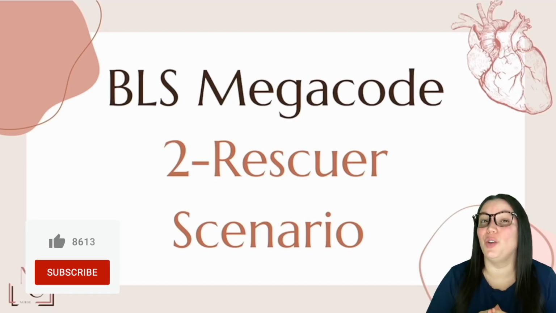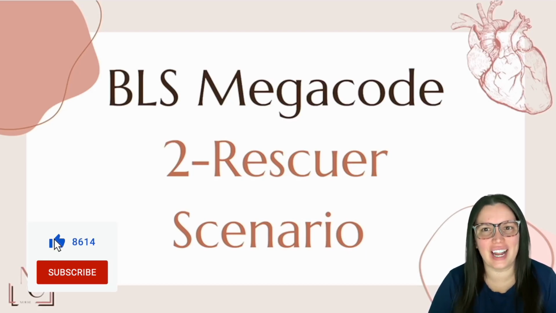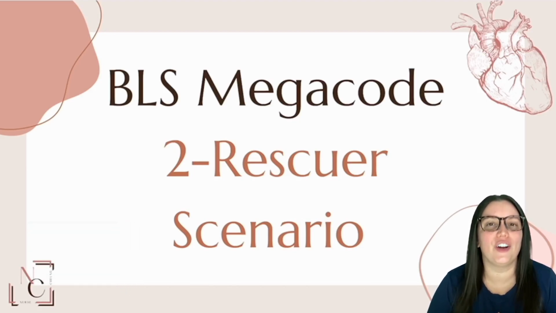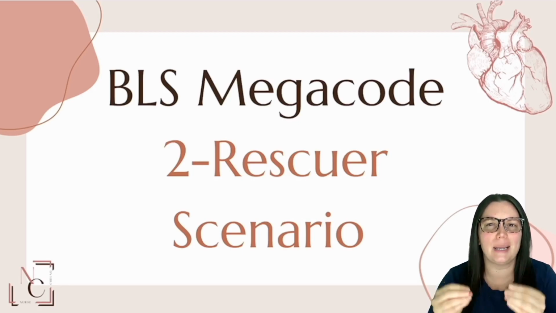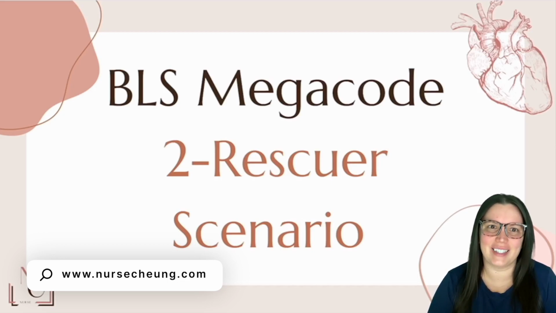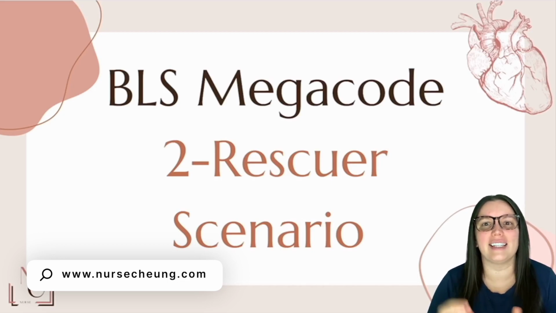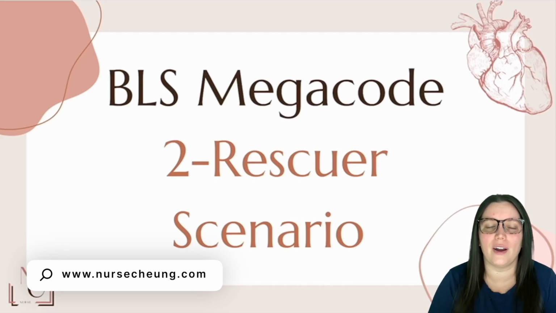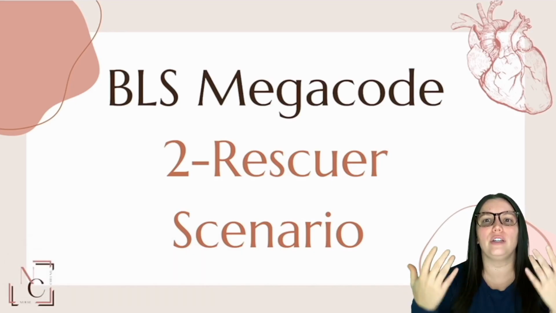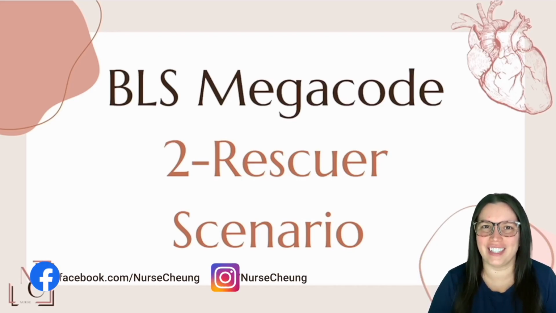The BLS 2 Rescuer Megacode is a set of guidelines on how to provide CPR and the use of the AED. This code was developed by the American Heart Association and provides step-by-step instructions for rescuing someone who is experiencing cardiac arrest. In this video, we're going to discuss the steps involved in performing CPR as well as using that AED. We're also going to be providing a video demonstration on how to use these procedures together.